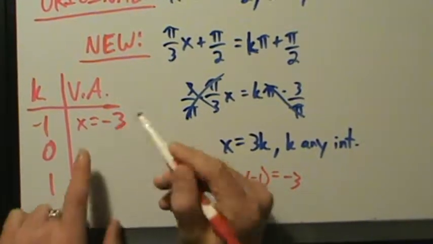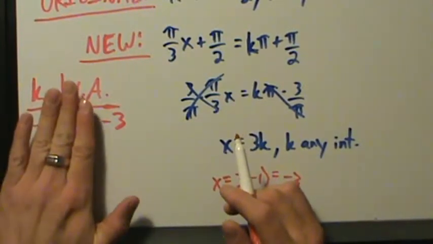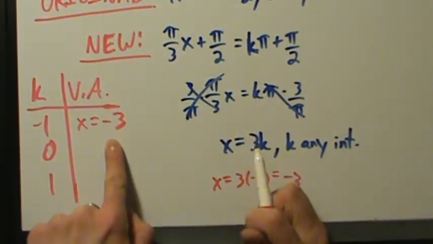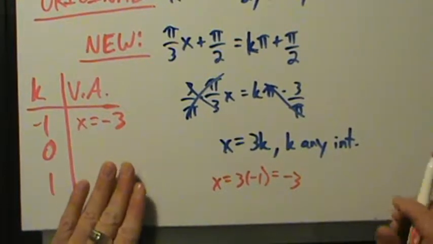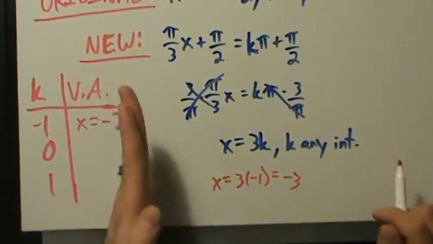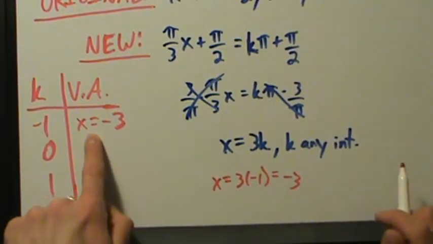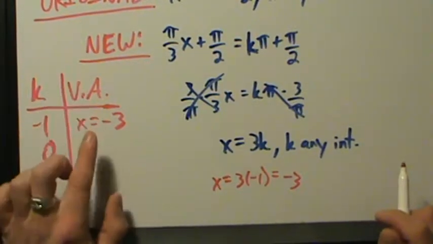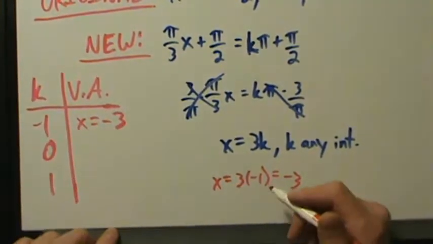Now again, it's the equation of a vertical asymptote, so we don't want to just say -3. Make sure we say x equals -3 so that we're being safe and thorough. Okay? So it's a vertical asymptote, it's a vertical line, so we're given the equation of a vertical line. So don't just put numbers here, we have to make sure we say x equals a number. Okay, so that's when k is -1.